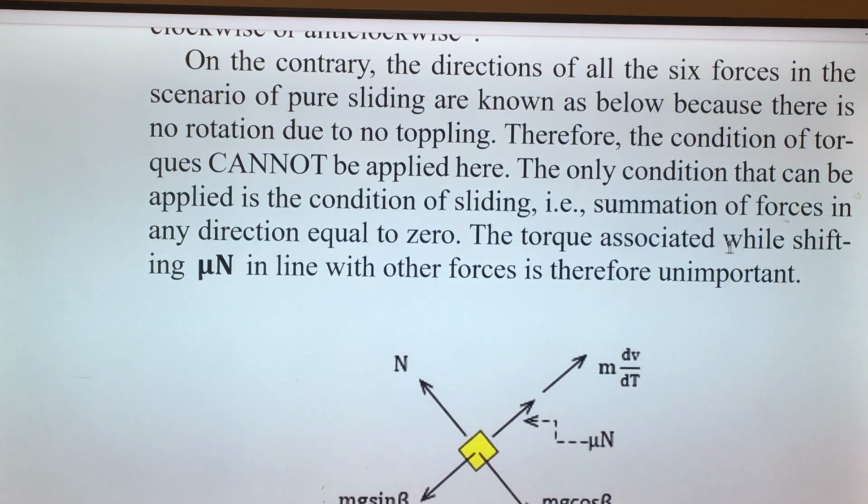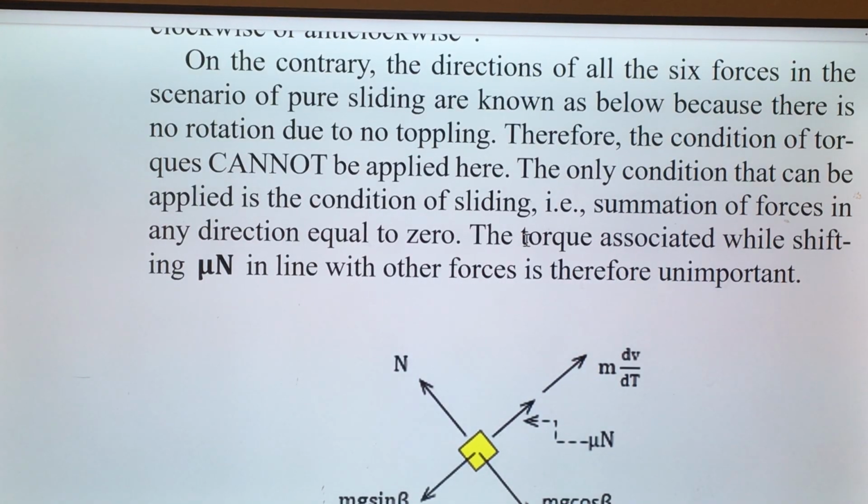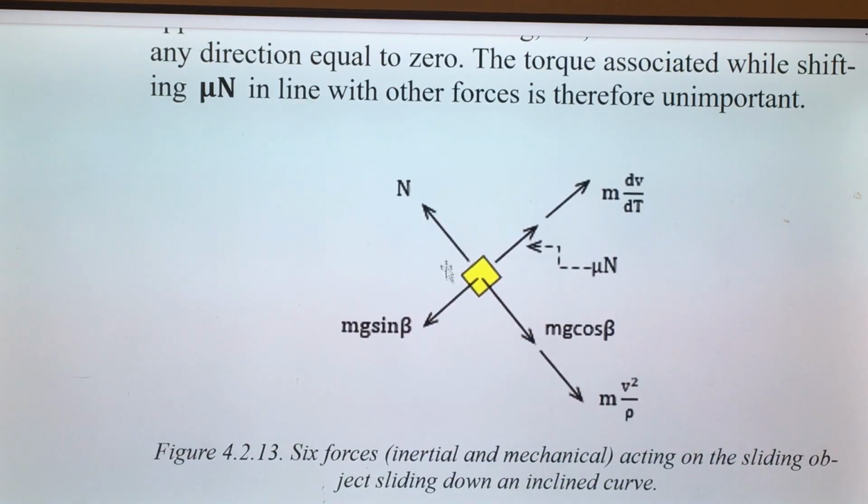The torque associated, but if the body is moving in a circle, then its direction is in opposition to the direction of the center of the circle. The torque associated with shifting in line with the other forces is unimportant. The sliding torque is unimportant. So we can add a torque here like this, but it will not be considered. So we can shift this force here and do the summation.